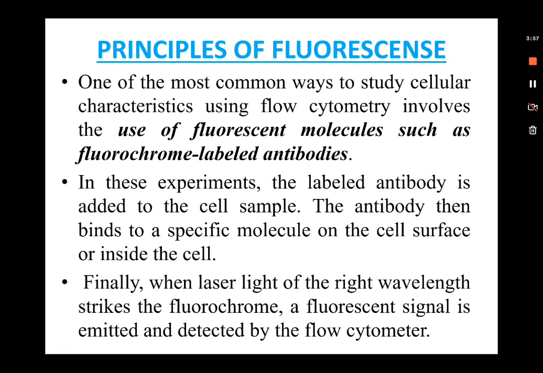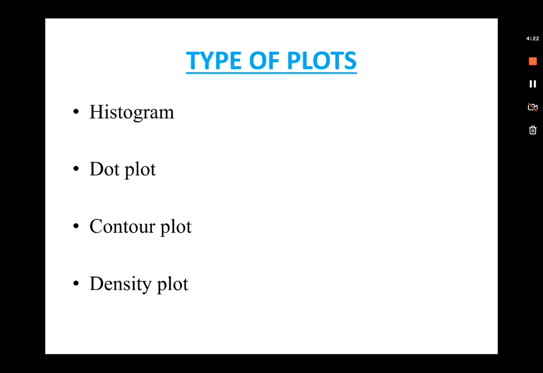Now the principle is fluorescence is one of the most common ways to study cellular characteristics using flow cytometry. You add fluorescent labeled antibodies to the cell sample. These will bind to specific molecules on the cell surface or inside the cells. When laser light of the right wavelength strikes these fluorochromes, a fluorescent signal is emitted, which will be detected by our flow cytometer.